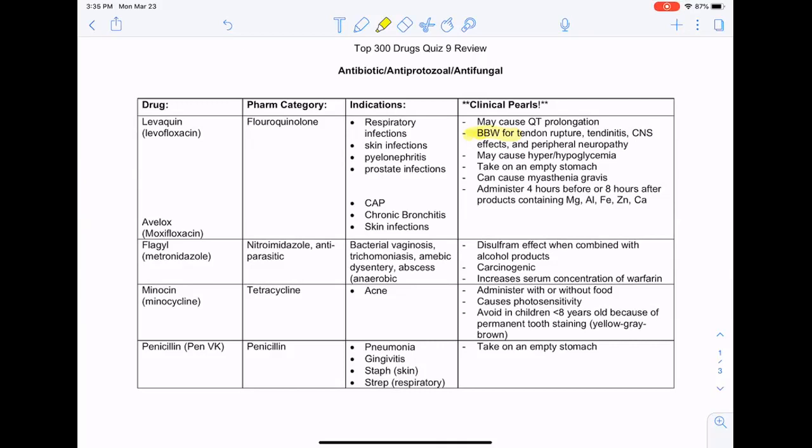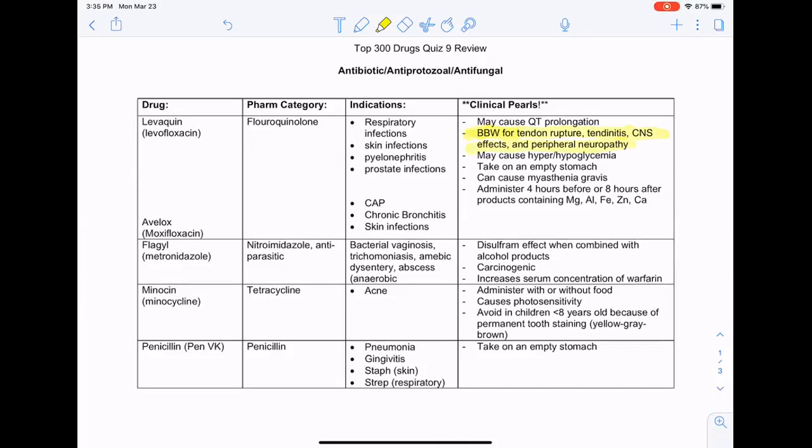So for fluoroquinolones, all the medications in this class have a black box warning for tendon rupture, tendinitis, CNS effects, and peripheral neuropathy. So tendon rupture, this one's really important when you're counseling to make sure you mention this one.